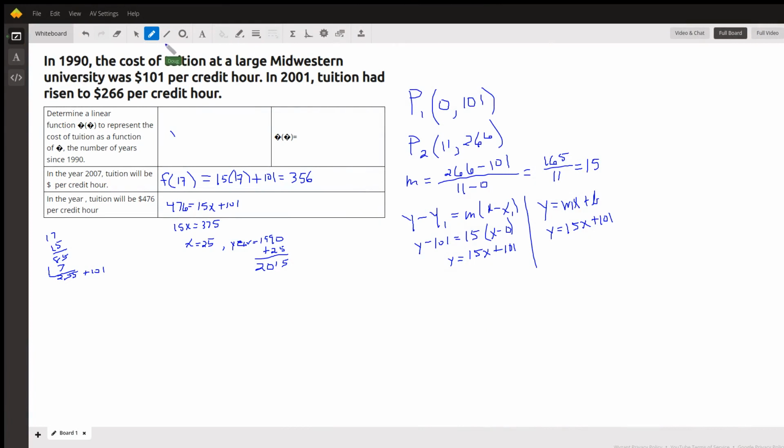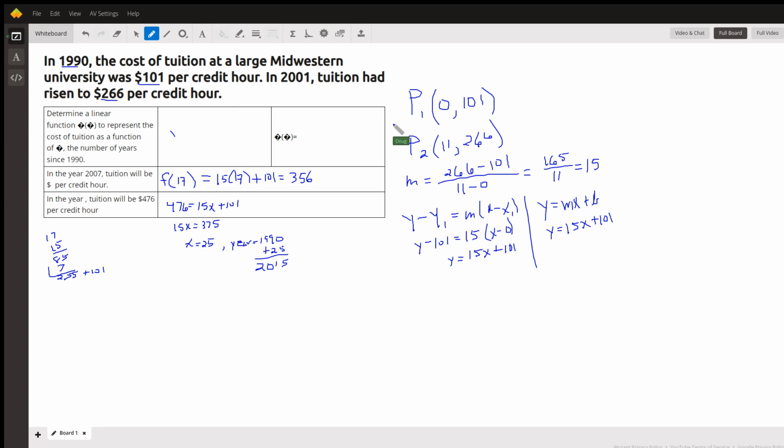Okay, you're given the fact that tuition at this Midwestern university was $101 initially in 1990, and 11 years later, it was $266 per credit hour. Assuming that the tuition is going up in a linear fashion, find a function that represents what's happening.